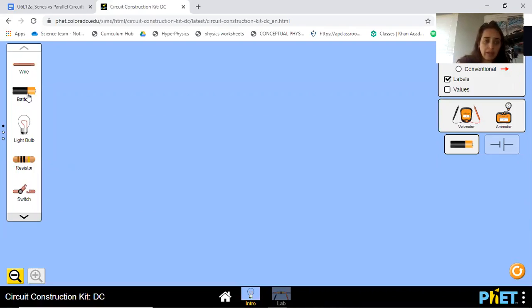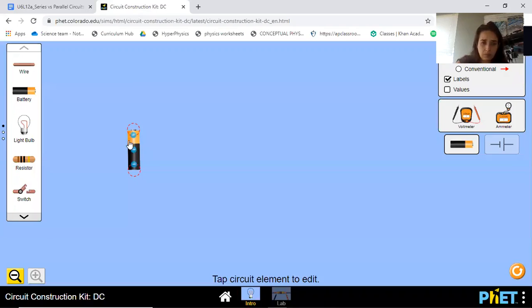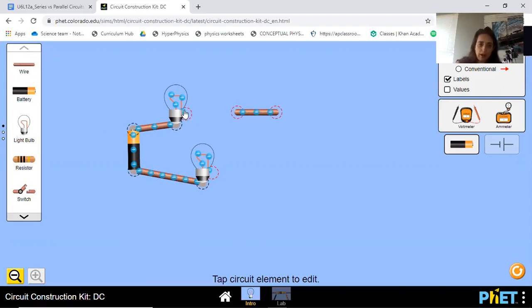You're going to click the component that you need, and then drag it onto this work surface. So if I'm drawing this circuit here, A, I need my battery, then I need a wire. There are 2 light bulbs there, so I need 2 light bulbs. Connect that there. Need another light bulb, another wire. And lastly, I need another wire here to connect these 2. I'm not going to connect it. I want you to first predict what you think is going to happen and add it into the table.